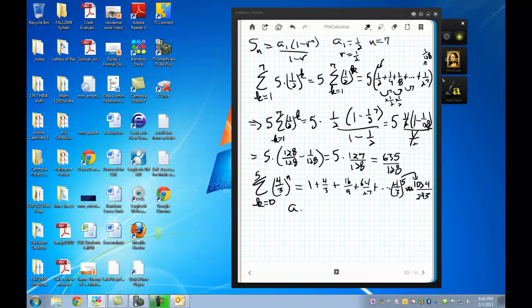All I have to do is identify a1. It's my first term, 1. It's my ratio, 4/3. What's my n? Now be careful here. How many numbers am I adding up? Am I adding up 5? Ooh, it says 5 right there. No, we started at 0. So n actually equals 6. n is the number of terms that you're adding up. You got to be real careful with that.